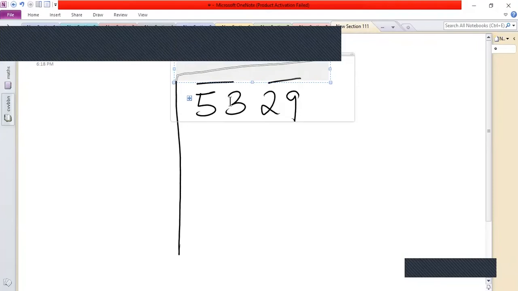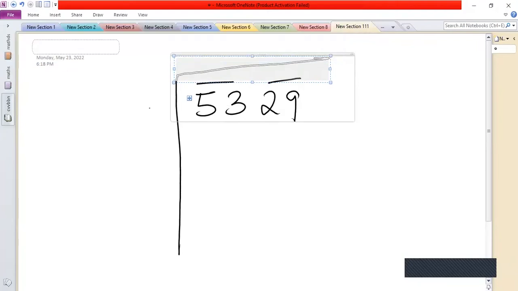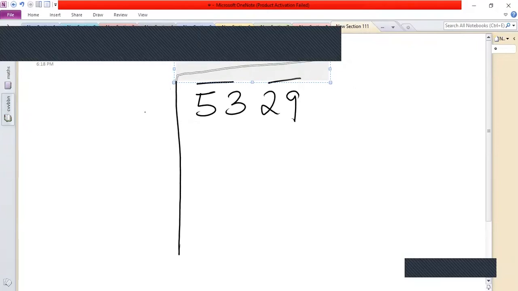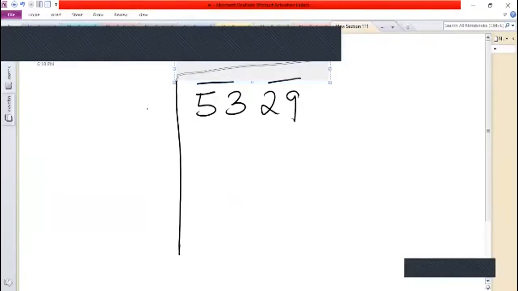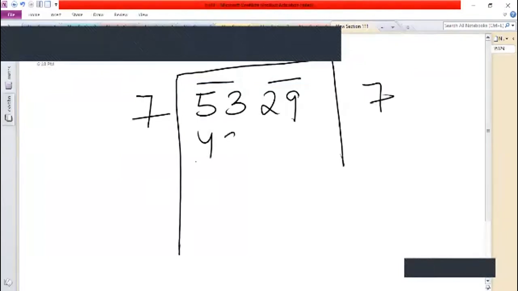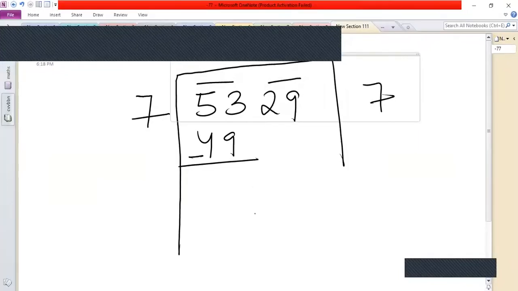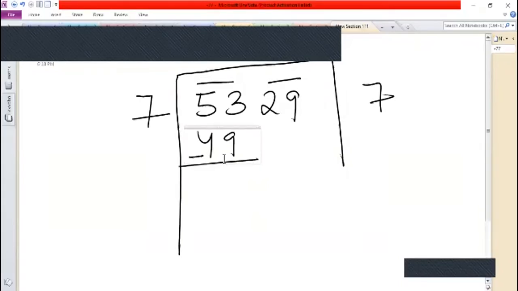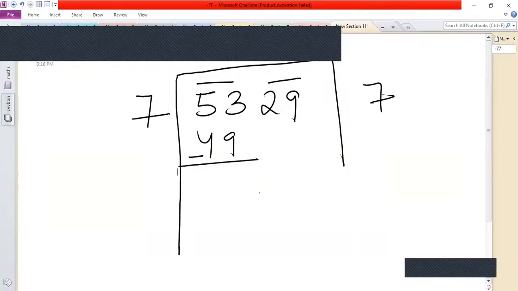Less than 53, ma'am. Okay, no problem. Less than 53. Which will be the digit then? 49, ma'am. Very good. Absolutely correct. Because 7 sevens is 49. 8 eights will be 64, which is greater than that, not possible. So we take 7 sevens, 49. Okay. Now subtract 53 minus 49. What is 53 minus 49? 4, ma'am. 4. Okay.